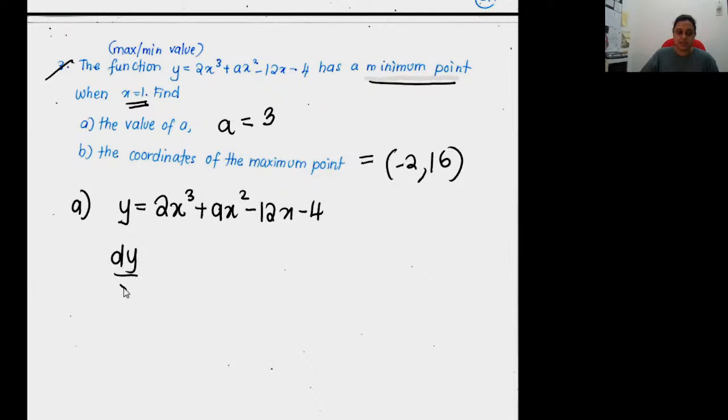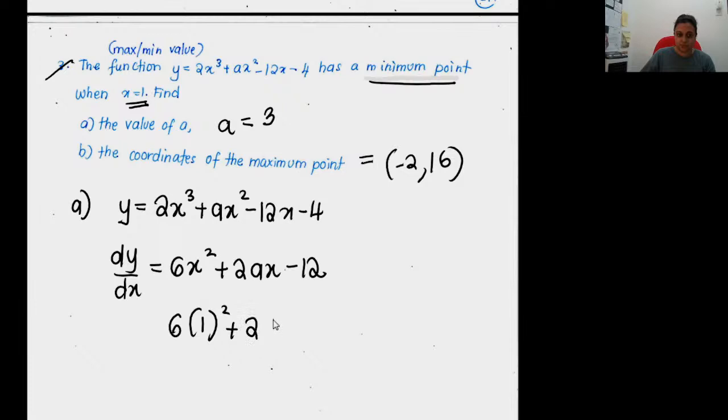Okay, let's differentiate. We get 6x squared plus 2ax minus 12. One of the minimum point values is x equals 1. Therefore, if teacher substitutes x equals 1 inside here, plus 2a(1) minus 12 must equal 0, because when you solve dy/dx equals 0, that's when you will get the x value, isn't it?